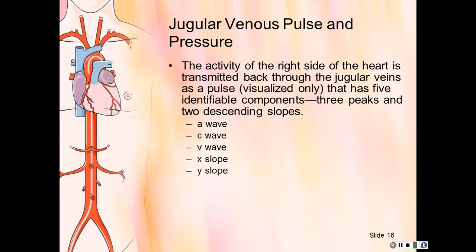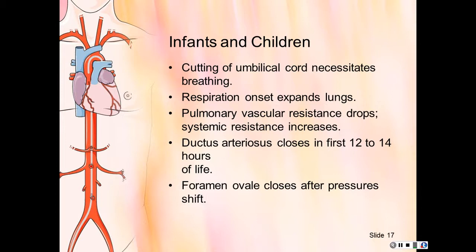The activity of the right side of our heart is transmitted back through the jugular veins as a pulse, and it has 5 identifiable parts, 3 peaks and 2 descending slopes, but most people just know the top of the peak. In infants and kids, cutting the umbilical cord necessitates breathing, and respiration's onset expands the lungs. If this cord doesn't fall off in a normal time, you're going to think that they might have some immune issues, because that would be the lymph system that would, for some reason, not be dropping that cord off.